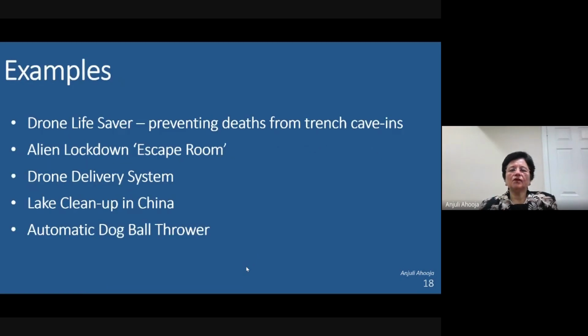So I just want to go over some examples. Drone lifesaver. The empathy behind this project was a football team had gone into a cave, and the cave actually caved in, and the football players could not come out of the cave, and they lost their lives.